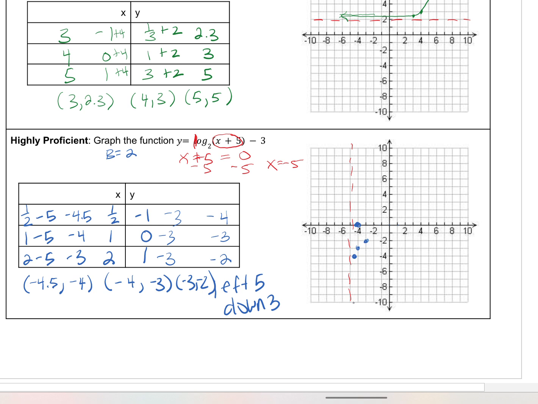Now log graphs, remember they have this tail that goes next to the asymptote, and then they go like this. It's not going to be exact because we didn't find the x-intercept. This is actually probably going to be a little bit lower like this. Okay, but on this problem, you're going to be having to graph this by hand using your table of values and your transformations and having your ordered pairs and your graph correct.